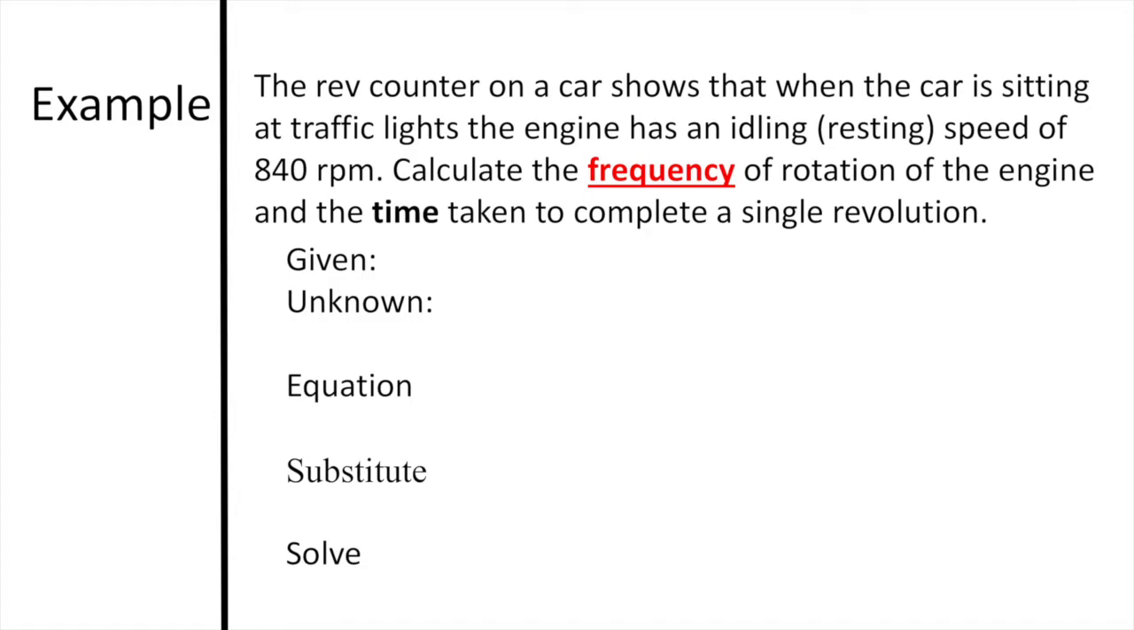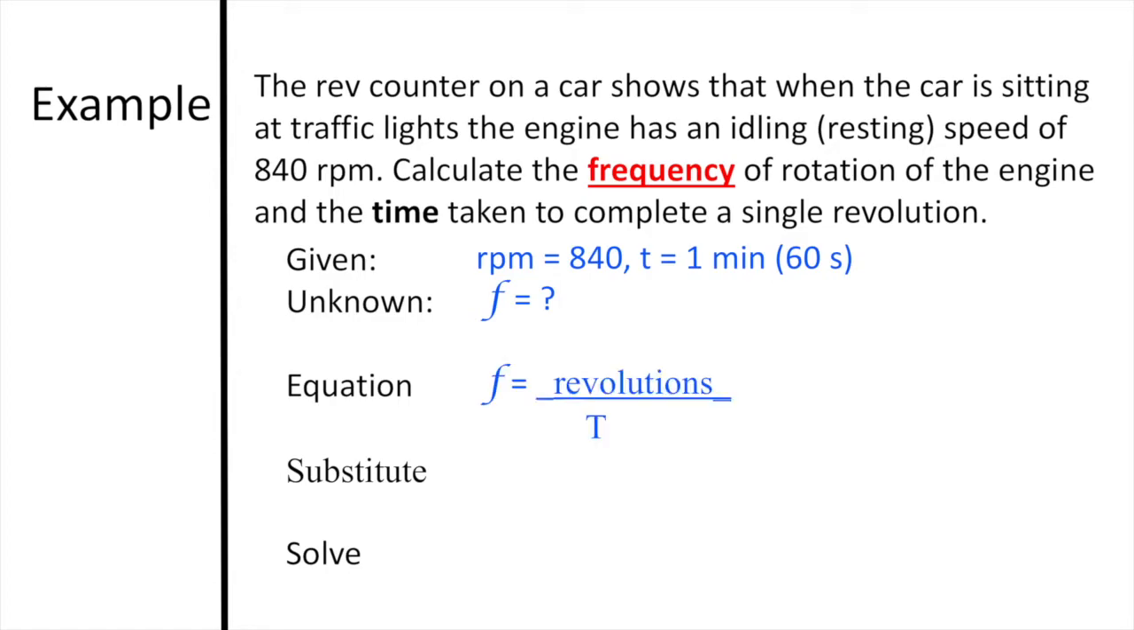Let's solve for frequency first. So what we know is that the RPMs are 840. We have 1 minute or 60 seconds. So notice that we are going to have to convert that minute into seconds. And what we don't know, but we want to know, is the frequency. The equation that we're going to use is f equals revolutions divided by T. When we substitute, we get f equals 840 divided by 60. And when we solve for f, we get 14 hertz.